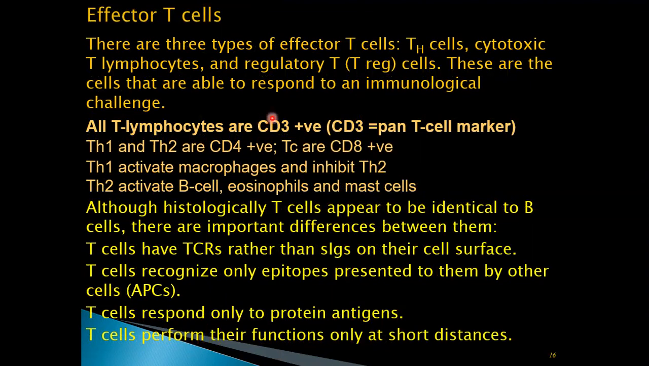Now the effector T cells are of three types. From memory T cells form the effector T cells. What are these three types? T helper cells, number one.